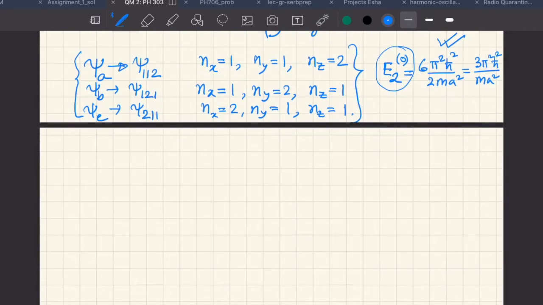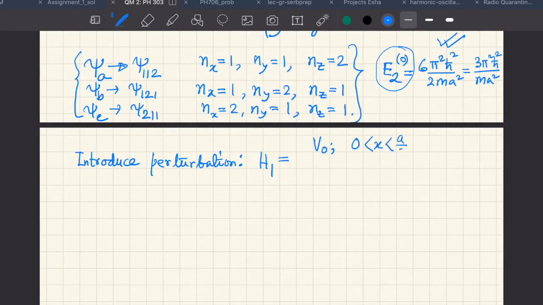Now, at this stage, you introduce the perturbation. Introduce a perturbation of the following form. It will be a constant perturbation, and the form of the perturbation is the following. Let us write this as V naught, which is a constant. This V naught is there between 0 and a by 2 along the x-axis, 0 and a by 2 along the y-axis, and it is 0 otherwise. So that's what my perturbation is.